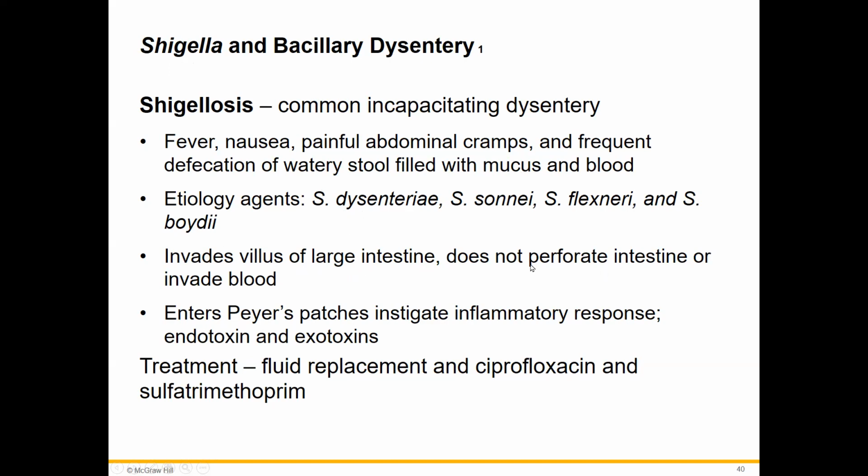It doesn't perforate the intestine. It doesn't typically enter into the blood. It can enter into Peyer's patches, though, that immune pathway, that immune system in your digestive tract, and will instigate a pretty severe inflammatory response due to its endo and exotoxins.